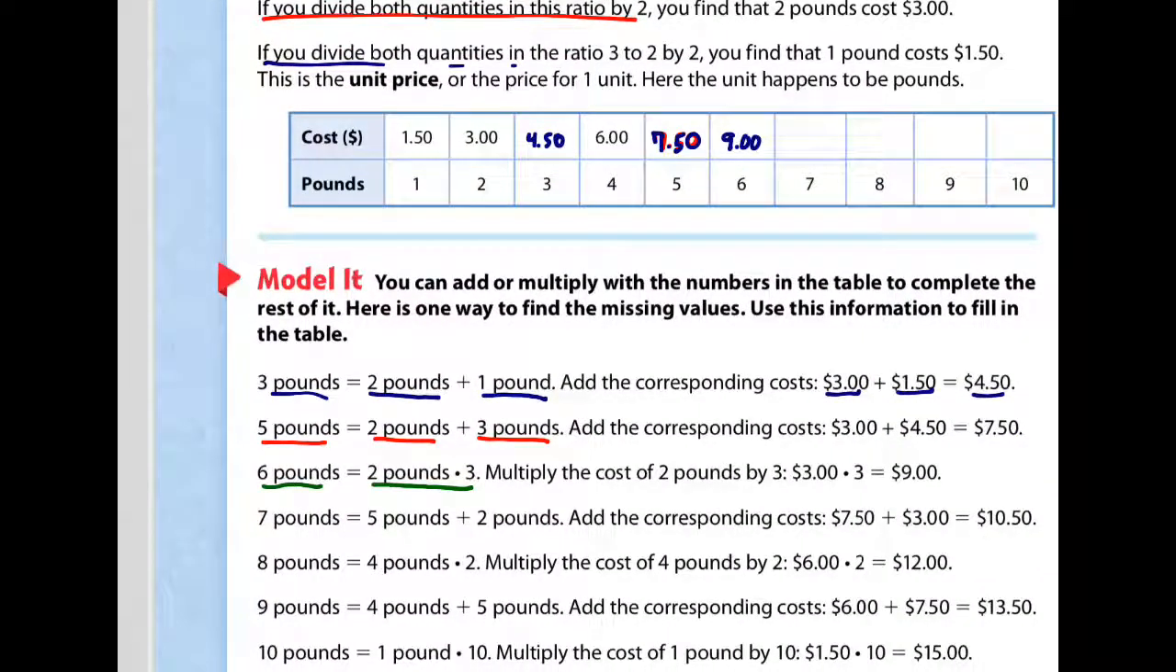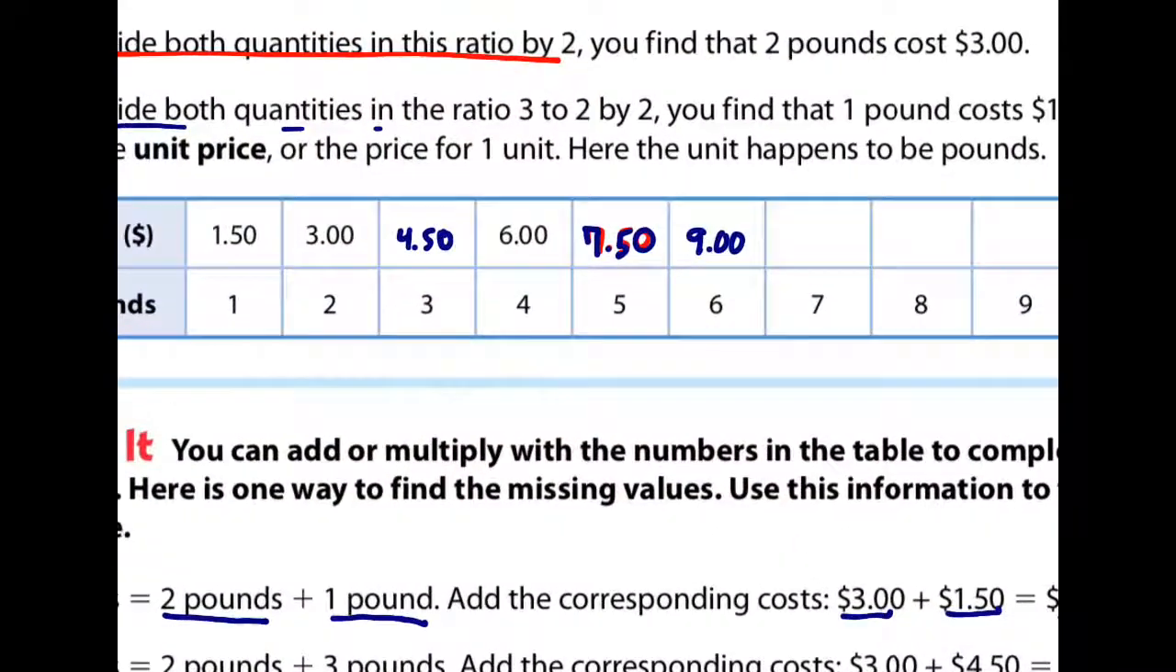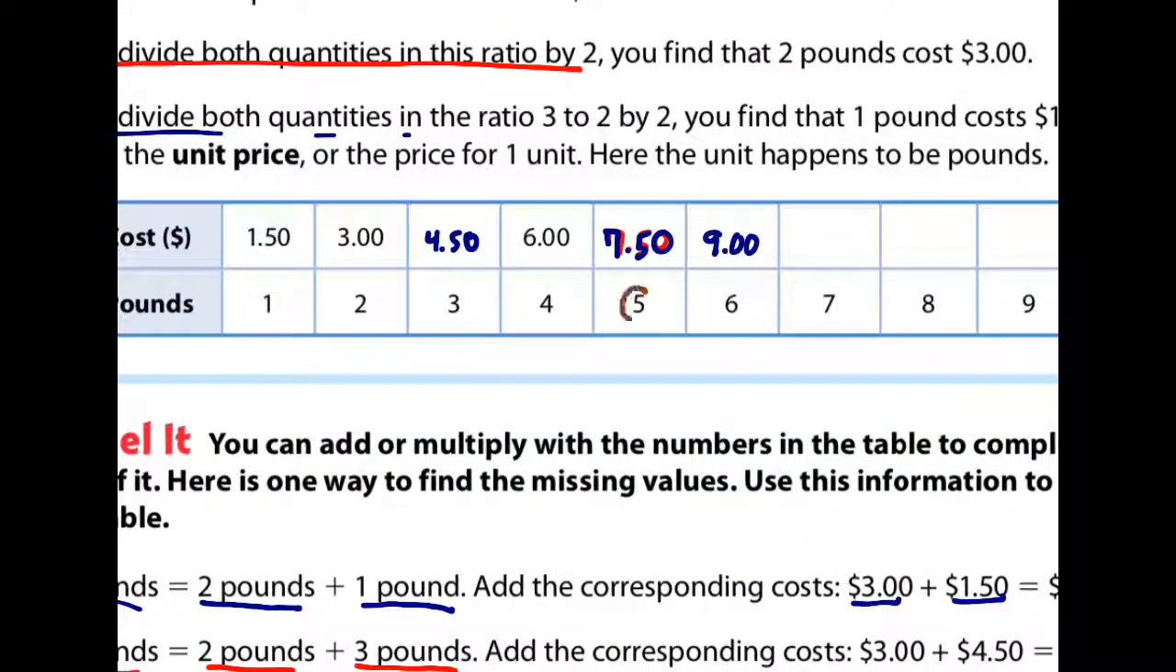So let's move on. Let me switch colors here. Let's use brown. Okay, so let's talk about 7 pounds. I know 5 pounds plus 2 pounds is 7, right? So let's go here. If 5 plus 2 gives me 7, that means 750 plus 3 will give me 1050.